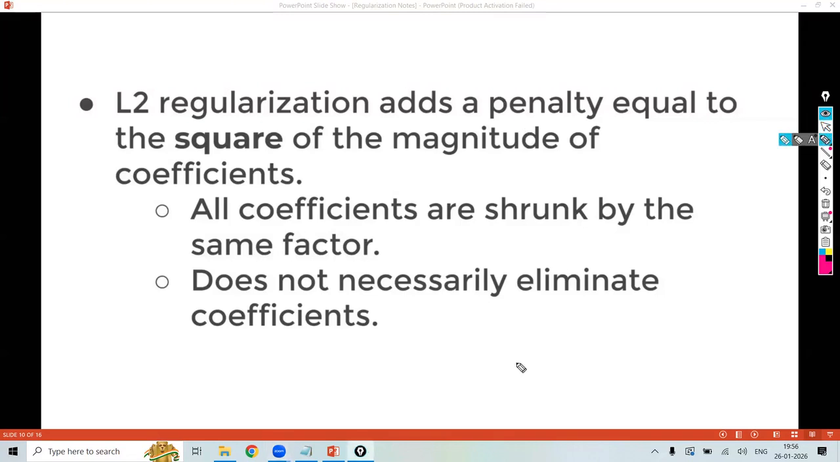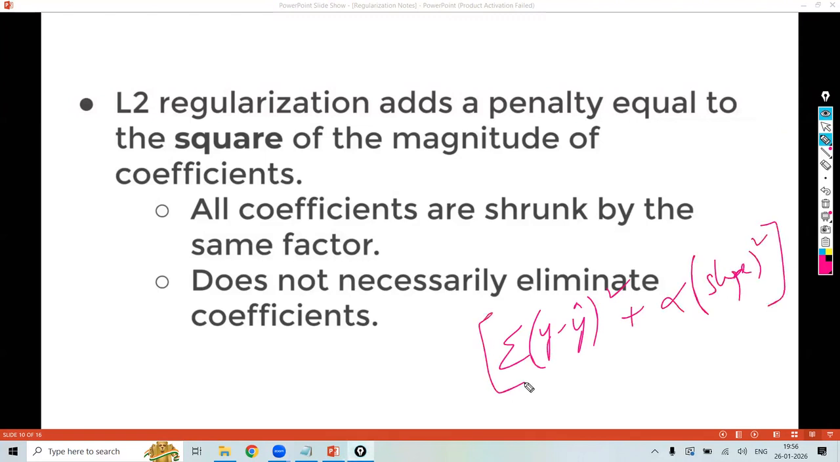Now tell me guys, sigma of (y minus y hat) whole square plus alpha into slope square, I told you. This is called ridge regression. Now if alpha is equal to 0, what happens? 0 into slope square means 0. Sigma of (y minus y hat) whole square only will be there. A model without bias is called what model? Linear regression model. Is the point clear?